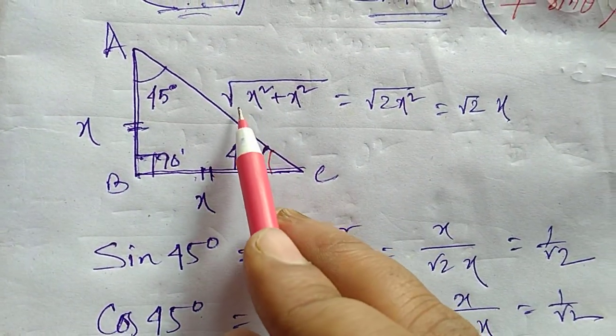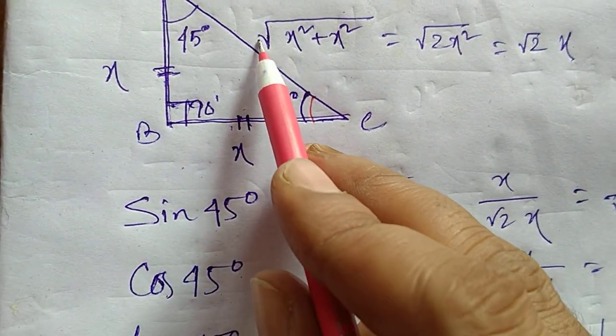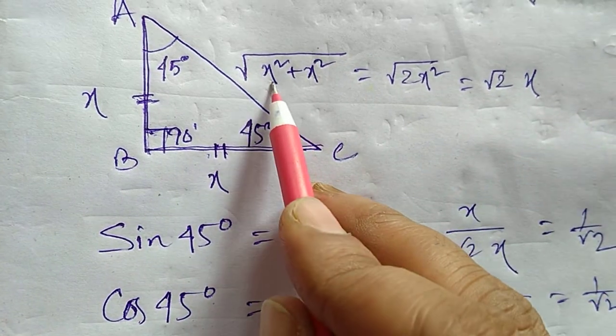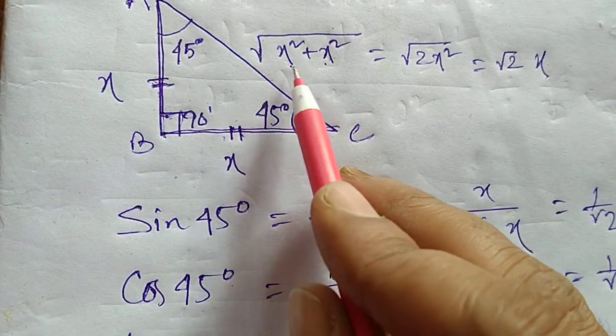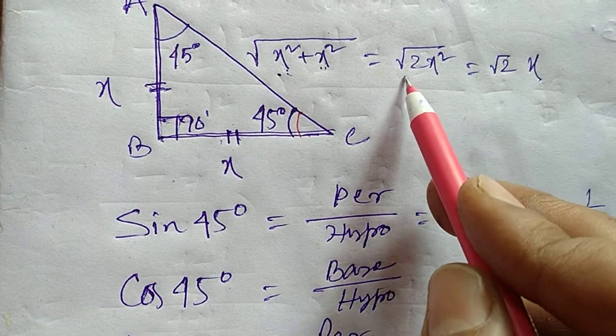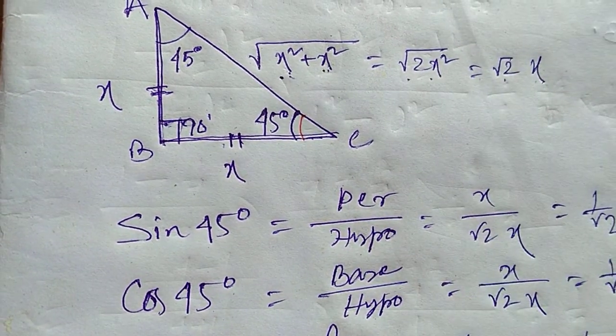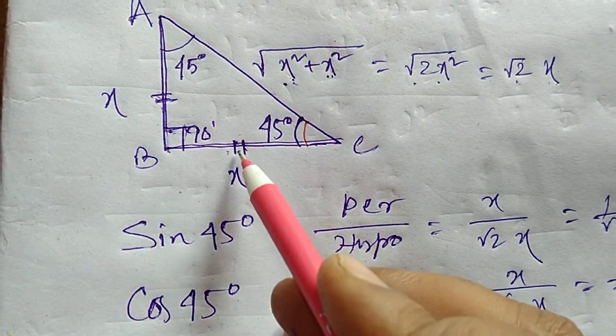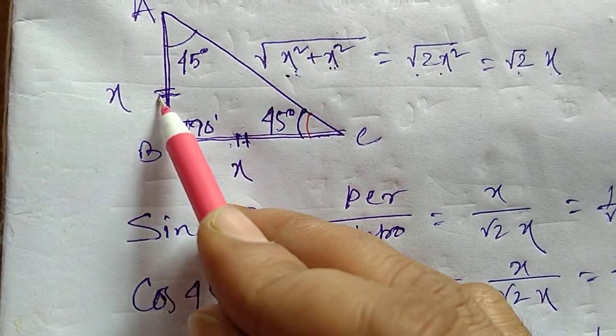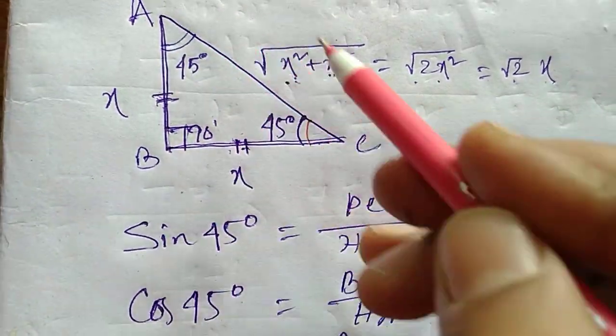Then by Pythagoras we can find the length of hypotenuse. Hypotenuse equals to root over perpendicular square plus base square. This equals to root over x square plus x square. This equals to root over 2x square, that is root 2 into x. Again, if these two sides are equal, then their opposite angles will be equal.